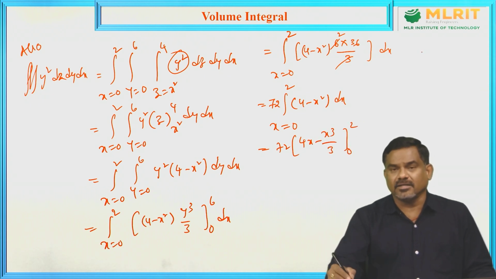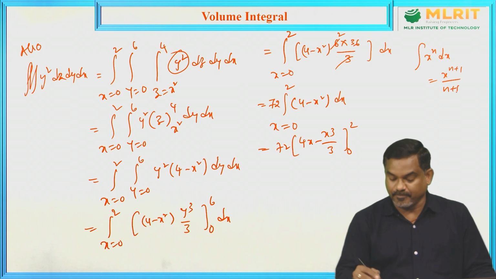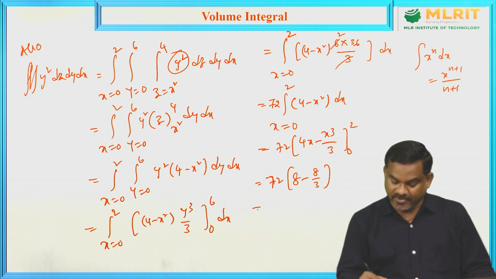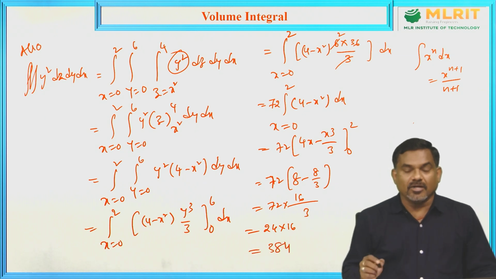Here the integration part is very simple, and we are using simple integral formulae such as integral x power n, integral sin x, cos x, sin theta, cos theta, etc., which is x power n plus 1 by n plus 1. So this is 72 into the upper limit 2, so 8 minus 8 by 3, which is 72, 24 minus 8, 16. So here 24 into 16, so we get 384. And hence the volume integral is the combination of all these three.